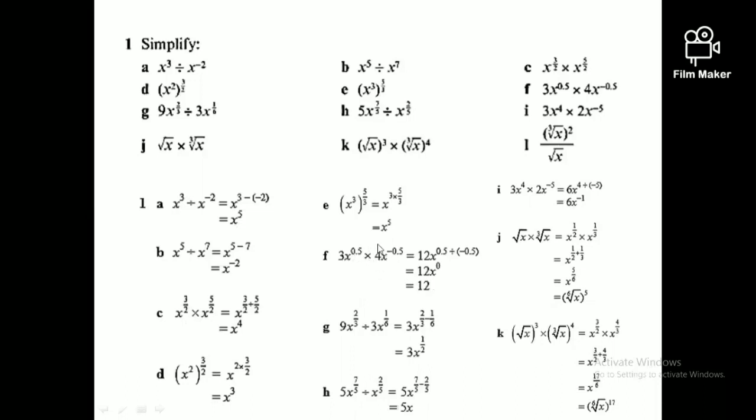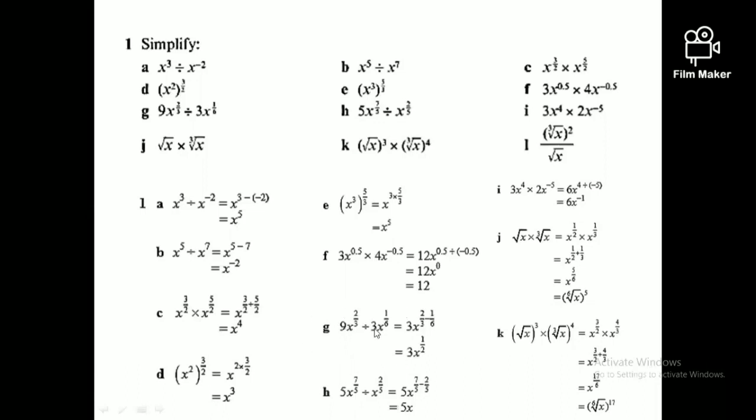x to the power 0.5 into x to the power minus 0.5, you can add the powers. 0.5 plus minus 0.5 is 0. We know that any term to the power 0 is 1. So your final answer turns out to be 12 into x to the power 0, which is 1. 12 into 1 is 12. Like that you can operate here also.